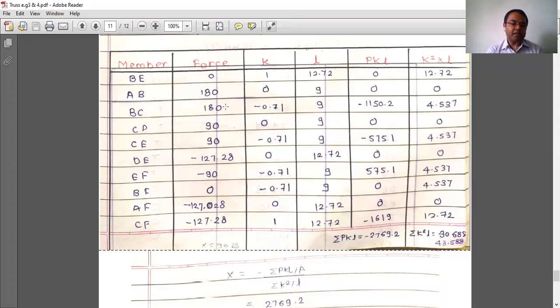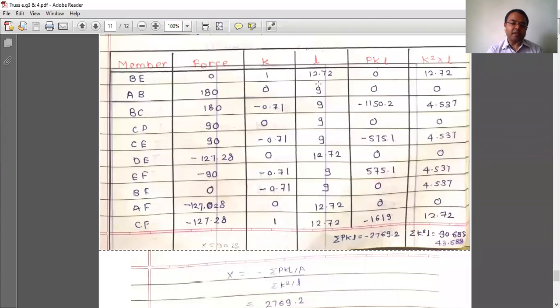While writing down this table, what is the sign convention? Tension is taken as positive, compression is taken as negative. We are going to apply this sign convention for this table and onwards. Take tension as positive, compression as negative. Write down the K forces and P forces.